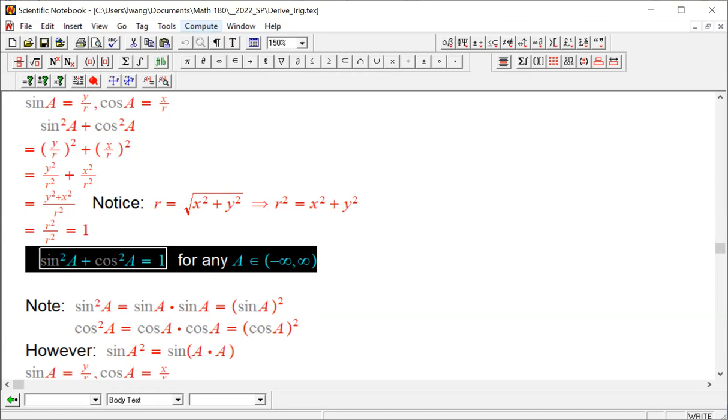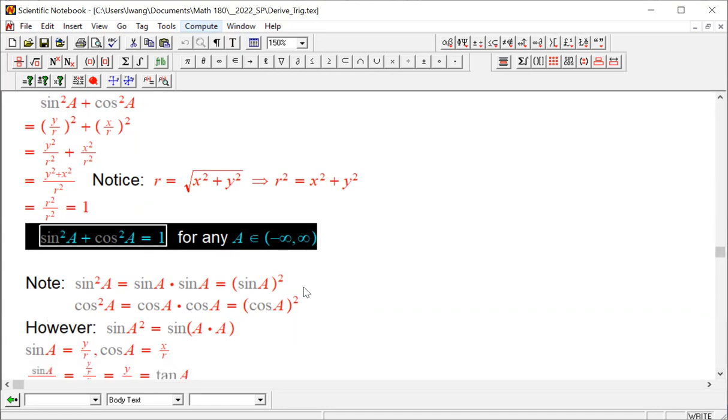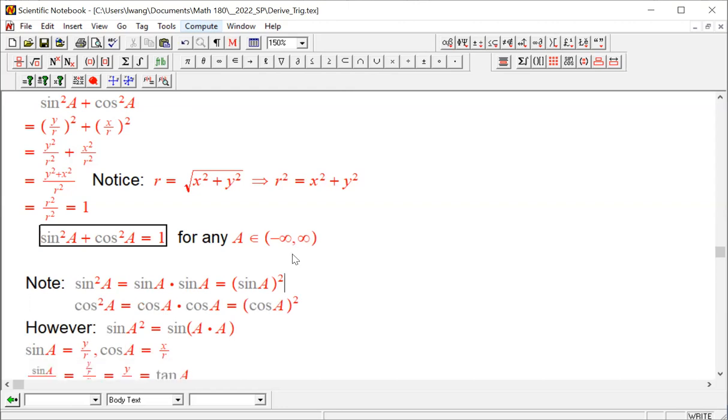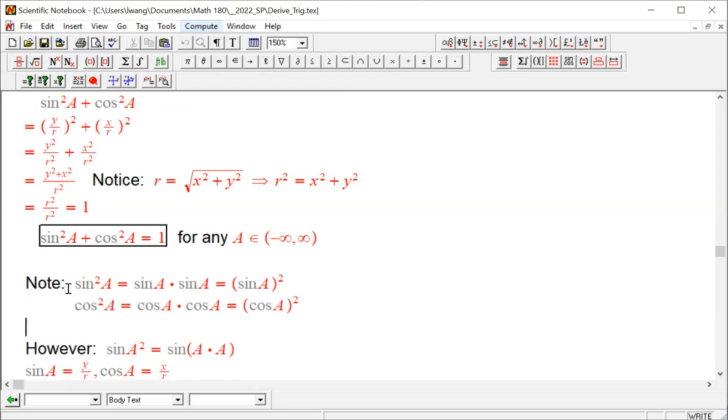Now here I want to put a note. There's some algebraic notation that you must make sure you understand. For example, sine squared of a means sine of a multiplied by sine of a, or sine a times sine a. Cosine squared of a means similar. However, sine a squared, if you put the square only on the input, then that means sine of a times a. So they are different. This piece and that piece are not the same thing.